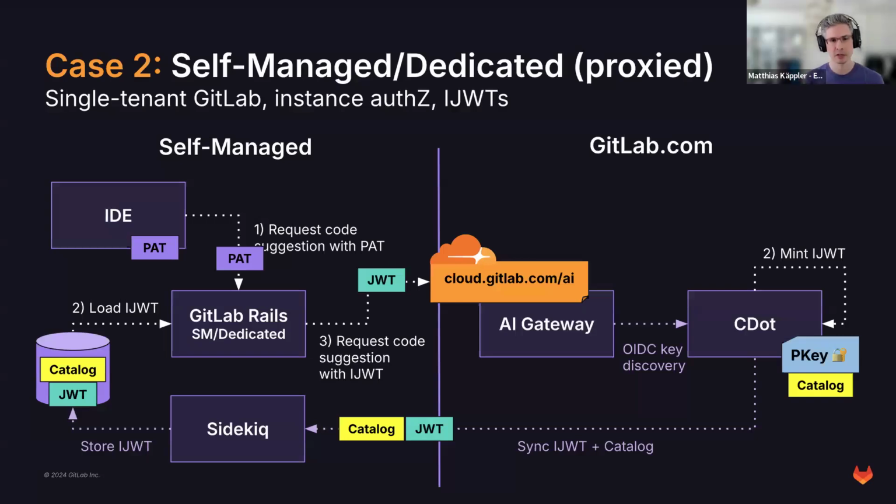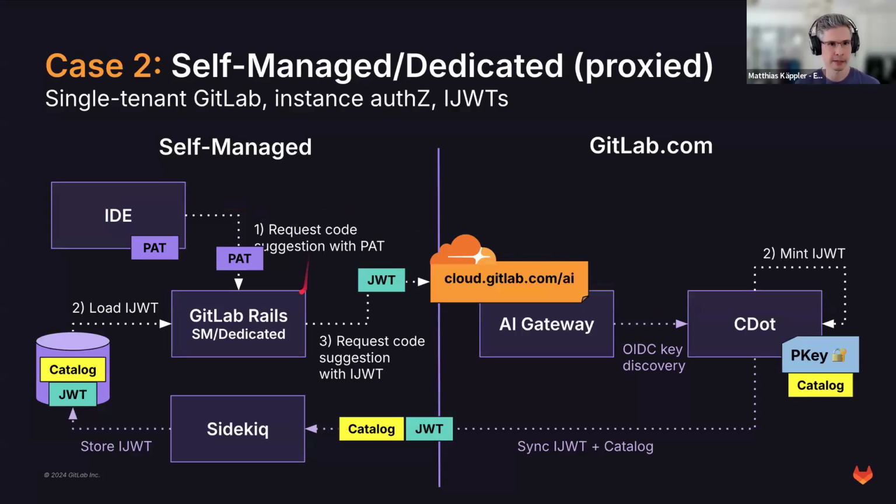Because we know self-managed customers subscribe through our customer portal, we have a single source of truth. I just call it CDot for short on these slides. So if you see CDot anywhere, that's the customer portal, customers.gitlab.com. This is a source of truth for which customer has purchased which licenses and add-ons from us. This is actually a great source of information to understand what they should be allowed to do. So what we did instead was the following.